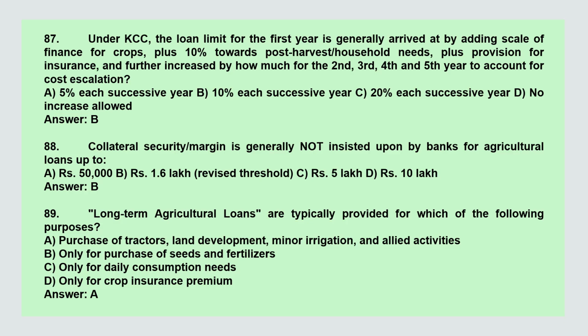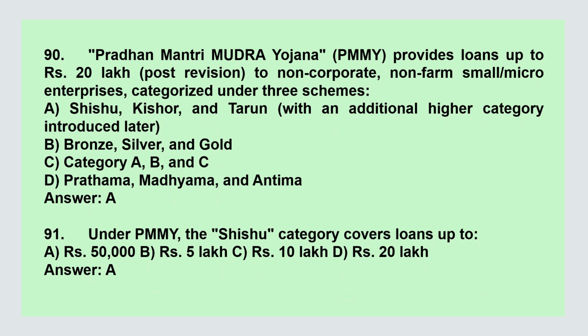Long-term agricultural loans are typically provided for which of the following purposes? Answer A, purchase of tractors, land development, minor irrigation, and allied activities. Pradhan Mantri Mudra Yojana provides loans up to rupees 20 lakh to non-corporate, non-farming, small and micro enterprises, categorized under three schemes. Answer A, Shishu, Kishore, and Tarun. Under PMMY, the Shishu category covers loans up to answer A, rupees 50,000.